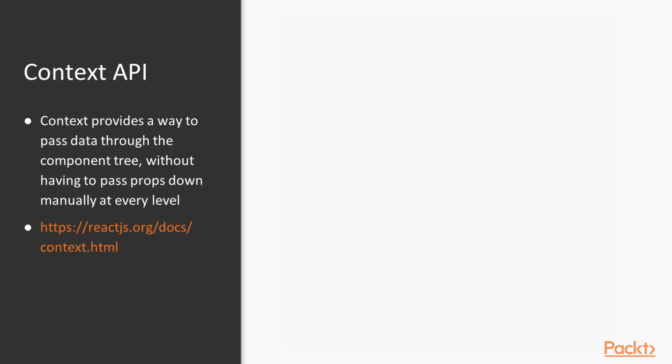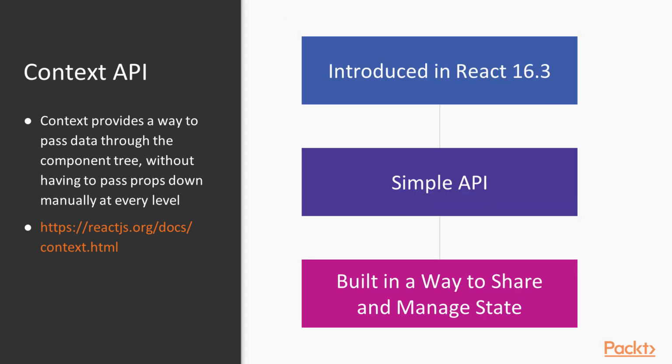Let's move on to the introduction of the Context API. The React documentation states that context provides a way to pass data through the component tree without having to pass props down manually at every level. In short, since React 16.3, a stable version of context can be thought of as a built-in way to share and manage state, which means not having to pull in an external library, which could, at one point, conflict with React.